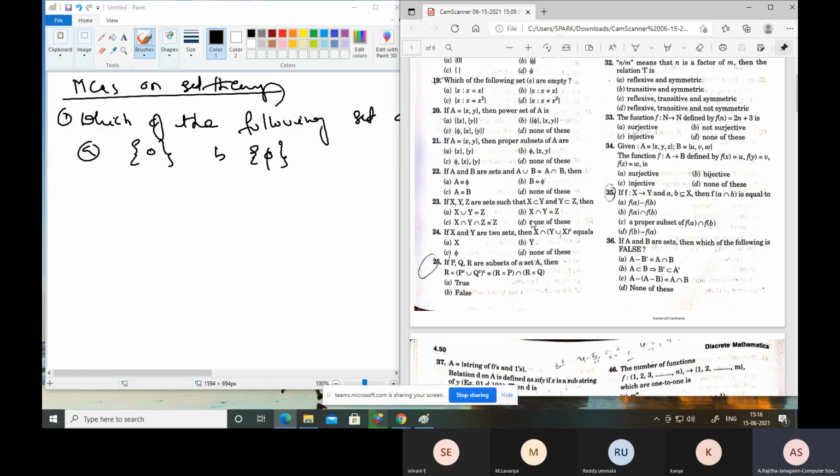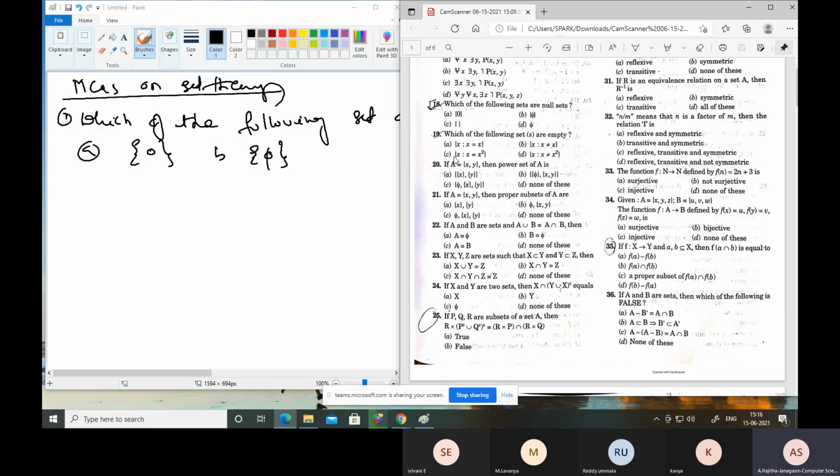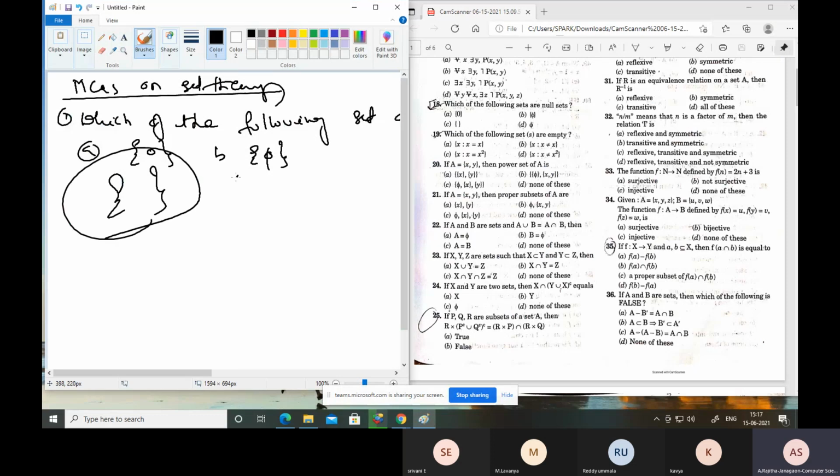See here, 18th question. Which of the following are null sets? Here you can observe which of the following are the null sets. Tell me which of the following is a null set. Okay, so this is C and D. Coming to this C, the null set is like this. So this is a null set, and this is also a null set. That means C and D are the options.